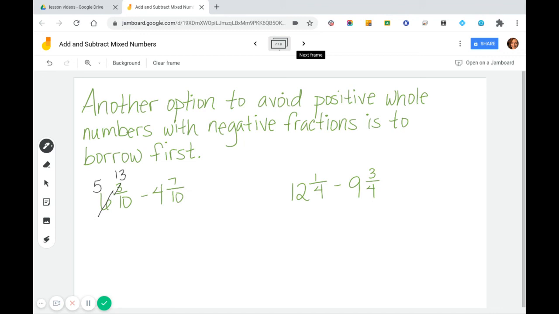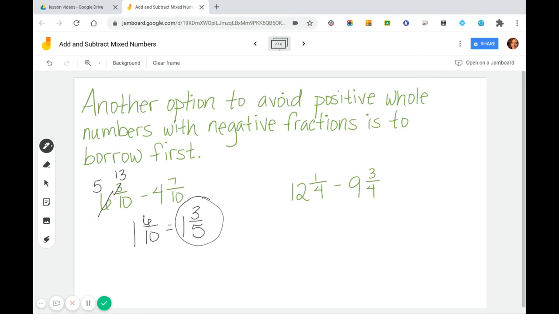Let me talk you through that one more time so that you don't have to try to back up the video right there if you got lost. I borrowed a whole number. So I changed the 6 to a 5. A whole number would be 10 tenths. So I added 10 tenths to my 3/10 and I made it 13 tenths. So now I can do 5 minus 4 is 1. 13 tenths minus 7 tenths is 6 tenths. And then I would reduce that to 1 and 3/5.